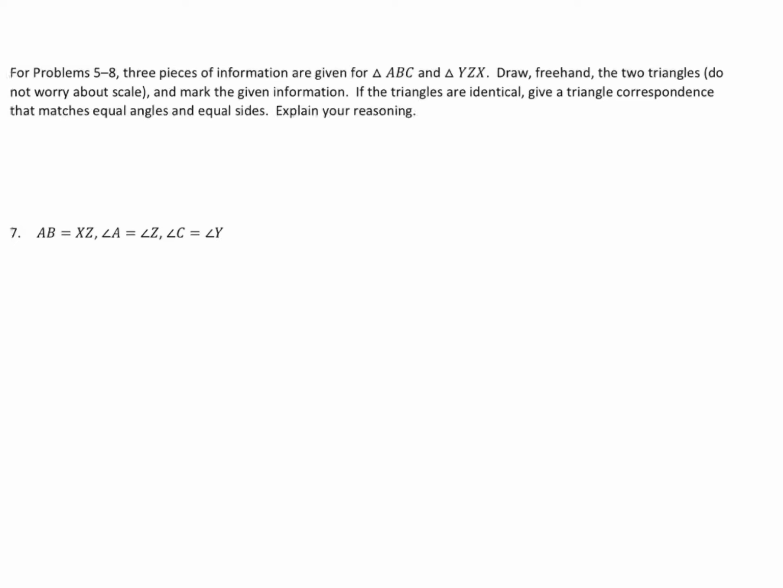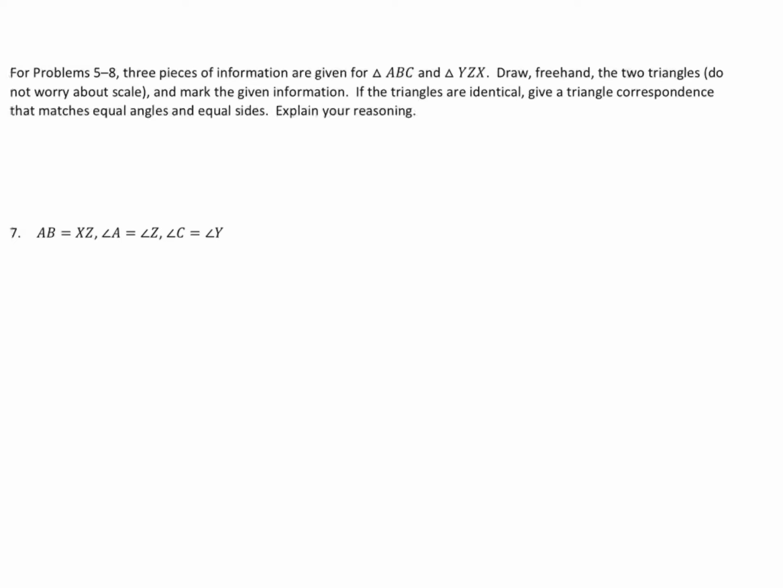For problems 5 through 8, 3 pieces of information are given for triangle ABC and triangle YZX. Draw freehand the 2 triangles. Don't worry about scale, and mark the given information. If the triangles are identical, give a correspondence that matches equal angles and equal sides.